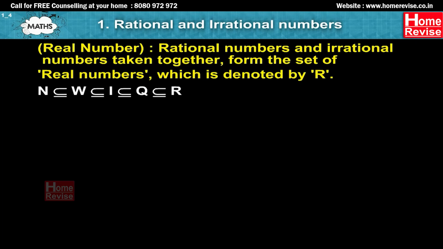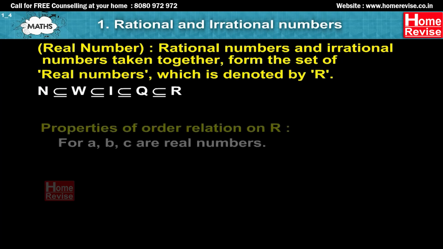Real number. Rational numbers and irrational numbers taken together form the set of real numbers, which is denoted by capital R. N, or set of natural numbers, is a subset of W, that is set of whole numbers. W is a subset of I, that is the set of integers. I is the subset of Q, that is the set of rational numbers, and Q is the subset of R, that is the set of real numbers.